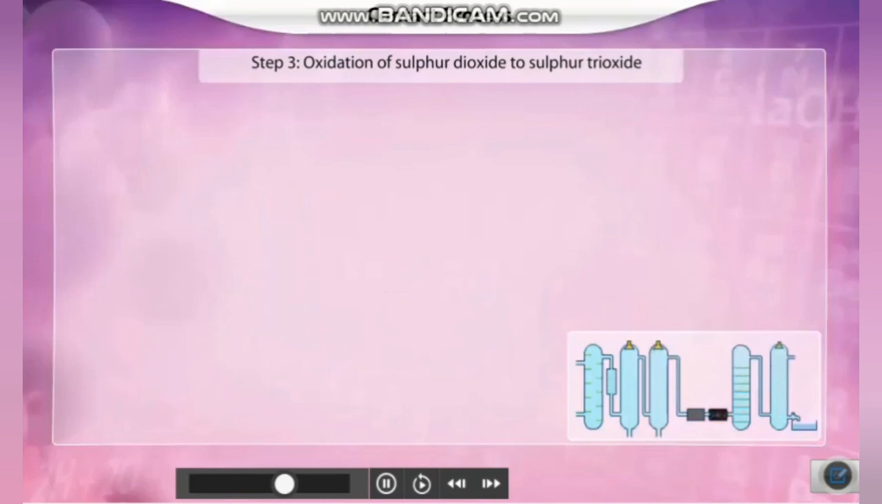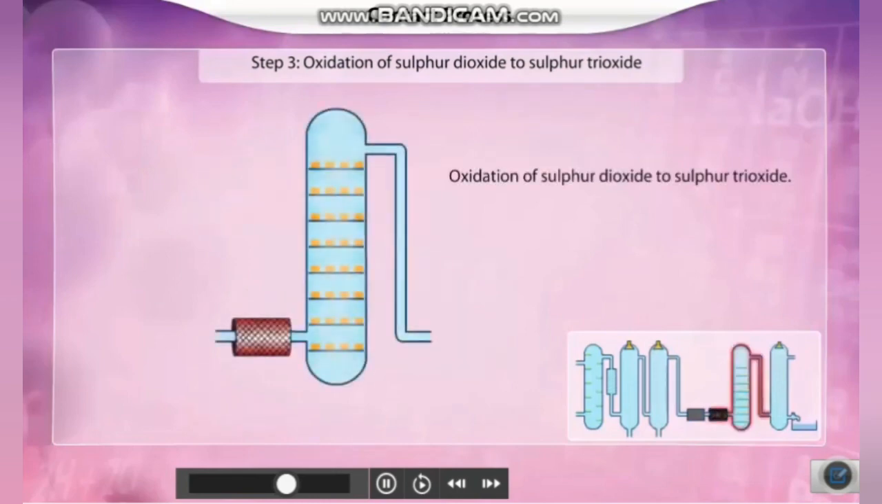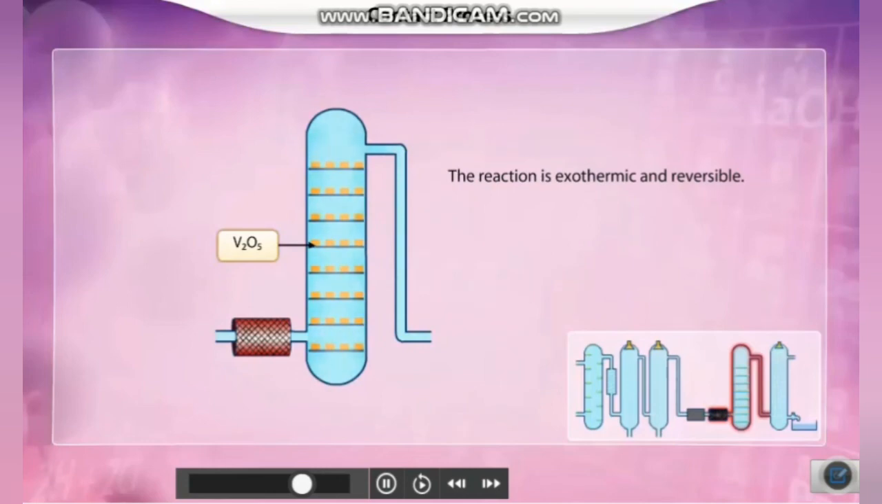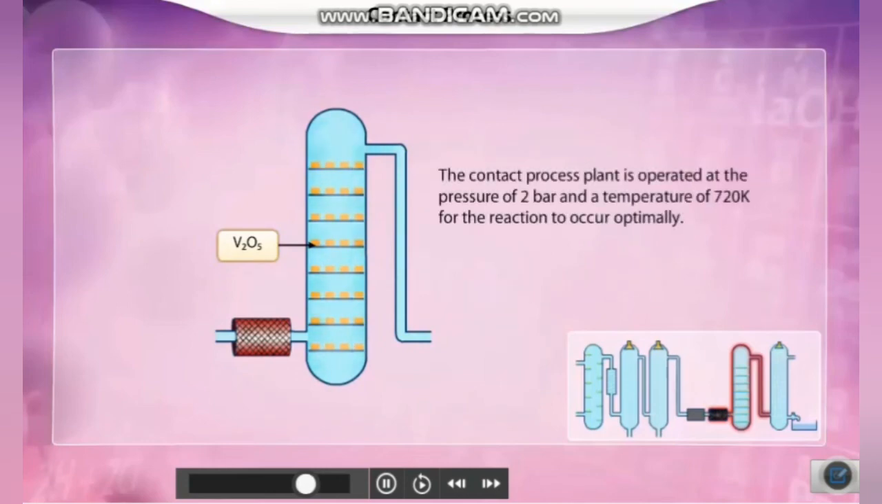The next step involves the catalytic oxidation of sulfur dioxide to sulfur trioxide. The oxidation of sulfur dioxide to form sulfur trioxide occurs in the catalytic converter in the presence of vanadium pentoxide, which acts as a catalyst. The reaction is exothermic and reversible. Contact process plants are generally operated at a pressure of 2 bar and a temperature of 720 Kelvin.